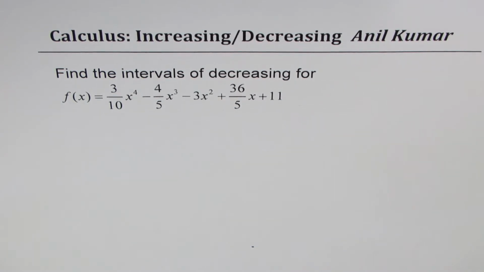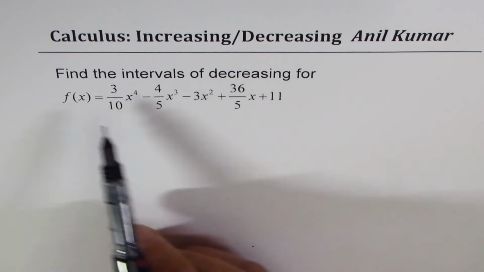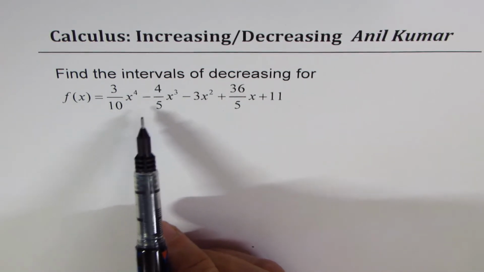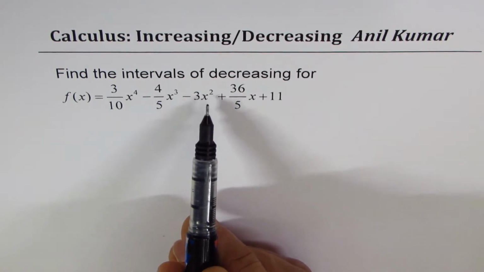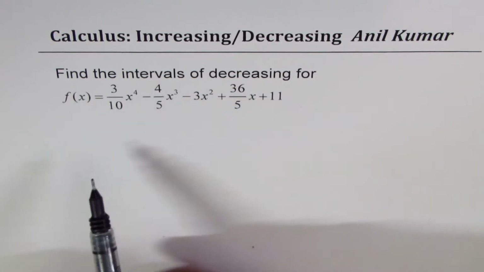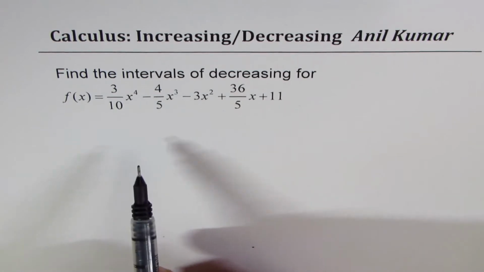The question here is, find the intervals of decreasing for f of x equals 3 over 10 x to the power of 4 minus 4 over 5 x cubed minus 3x squared plus 36 over 5x plus 11. So that's a polynomial. You need to find the intervals of decreasing.